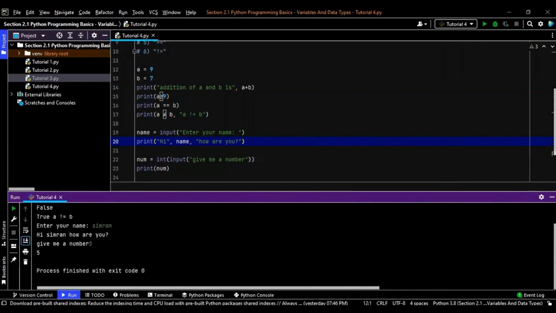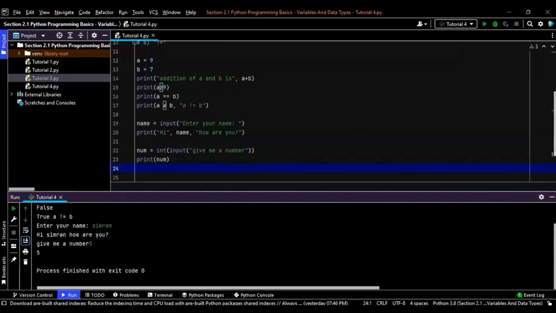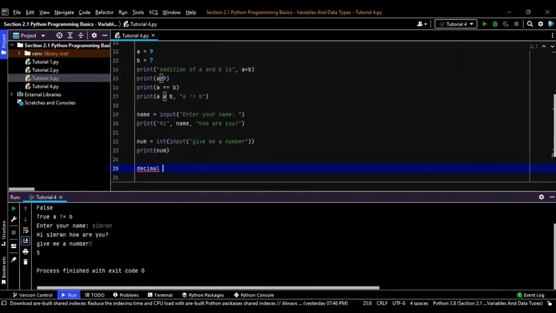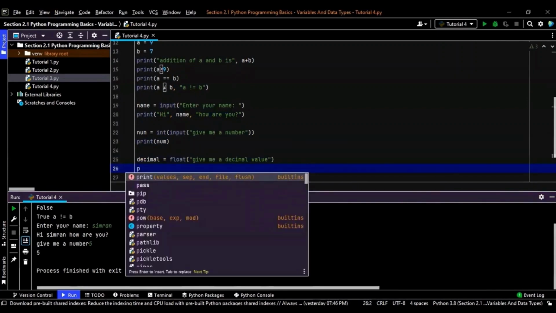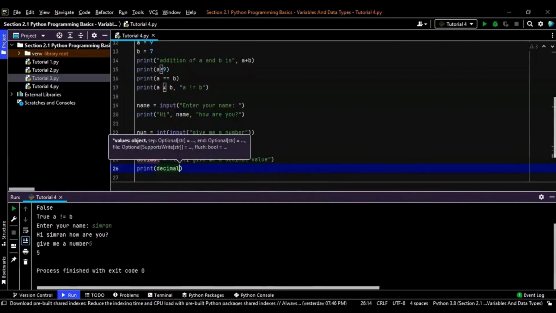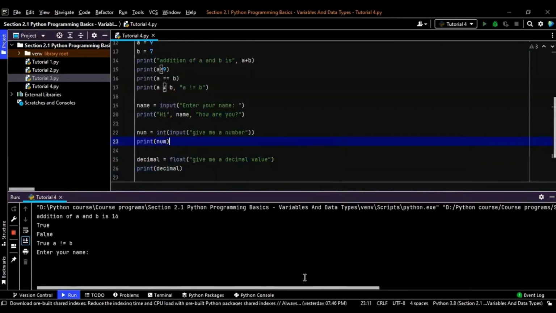Okay, now next let's have a look at the float values. So if I write down decimal is equal to float, see, this came up, float, give me a decimal value. So if I give it a decimal value, what will it basically do? It will store a decimal value and print it. So let's print decimal. And let's run it once again.